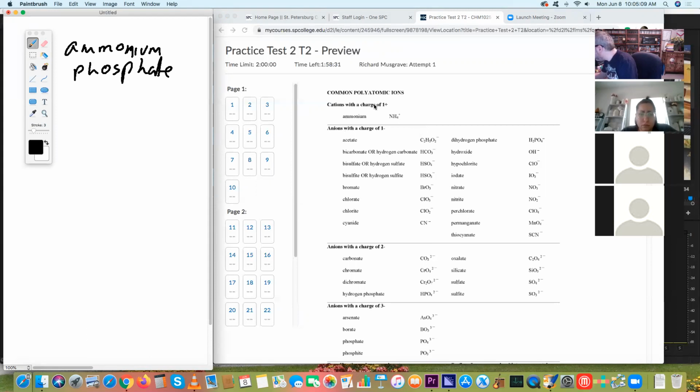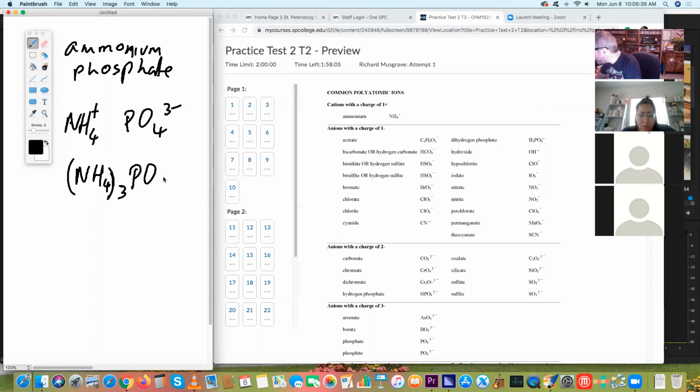You see it here on the common polyatomic ion charts at the very top. It's often ignored though, and it's NH4+ is what that looks like. And then phosphate, if we look down here, you'll see that it's PO4 3-. So then you're asking the question, what do we need to do to make both of these balance? And it would be (NH4)3PO4, because we need 3+ charges to balance out the phosphate.